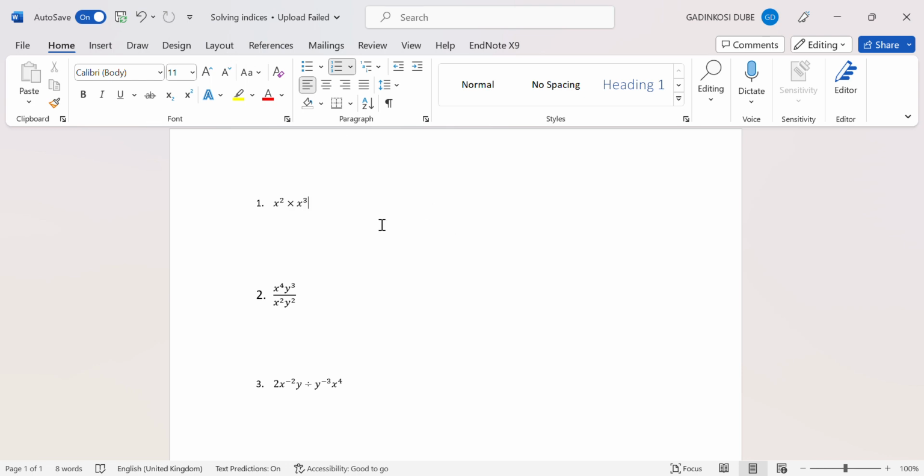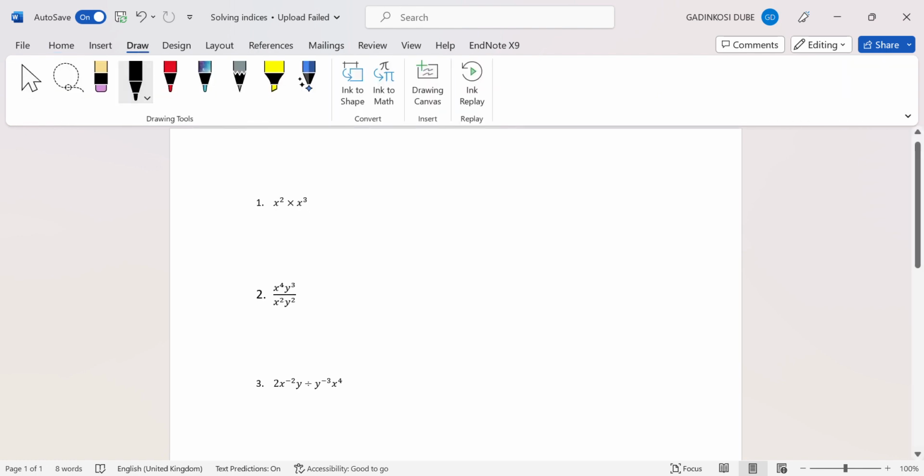Today we just want to look at how we solve problems that involve indices and how we apply the rules of indices. For example, if you're given basic indices problems, you can see the expression here. How do we simplify it if we're given such?